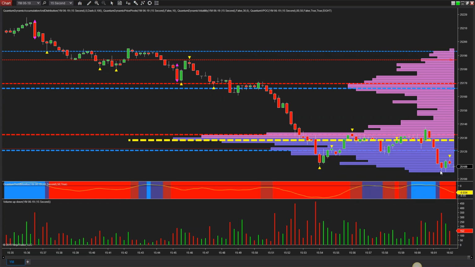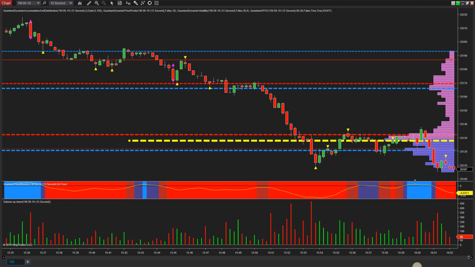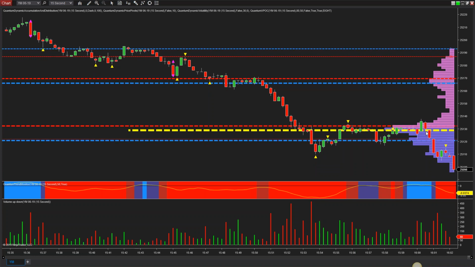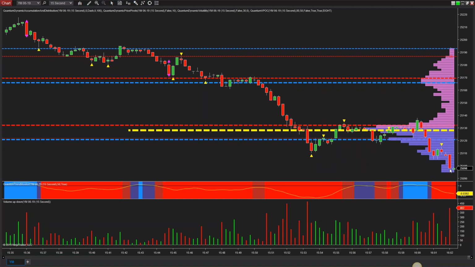Nice run to the downside, rising volume, falling price. That's what you want to see. That's just confirming the bearish picture. This is 15-second, but it could be a minute, 3 minute, 5 minute. Doesn't matter. When you see this rising volume, falling price, it's confirming the bearish nature of the price action and just saying, yep, more to come.